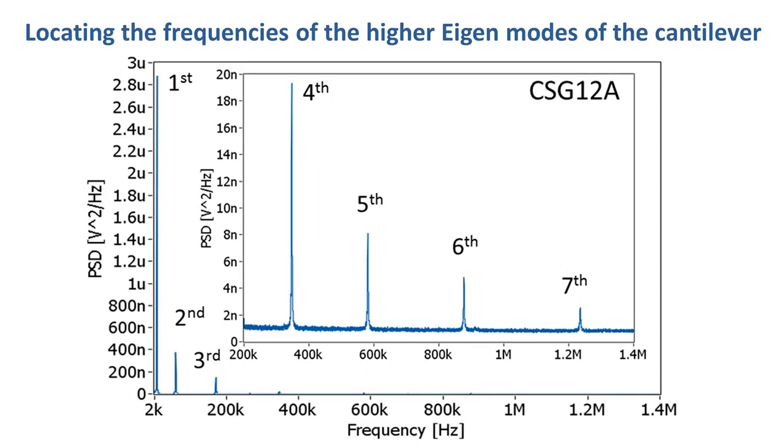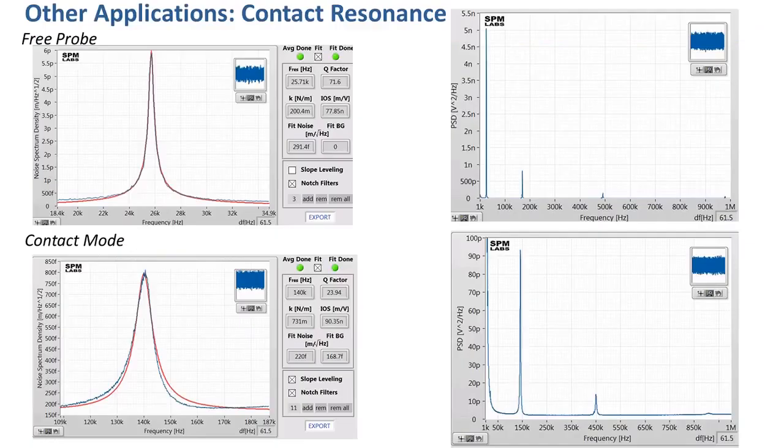Another application is in multifrequency techniques that use the eigenmodes of the cantilever to mechanically amplify the signal. Here we're showing that the DCC can easily find the eigenmodes of the cantilever. In this case, it's all the way out to the 7th eigenmode at beyond 1.2 megahertz.